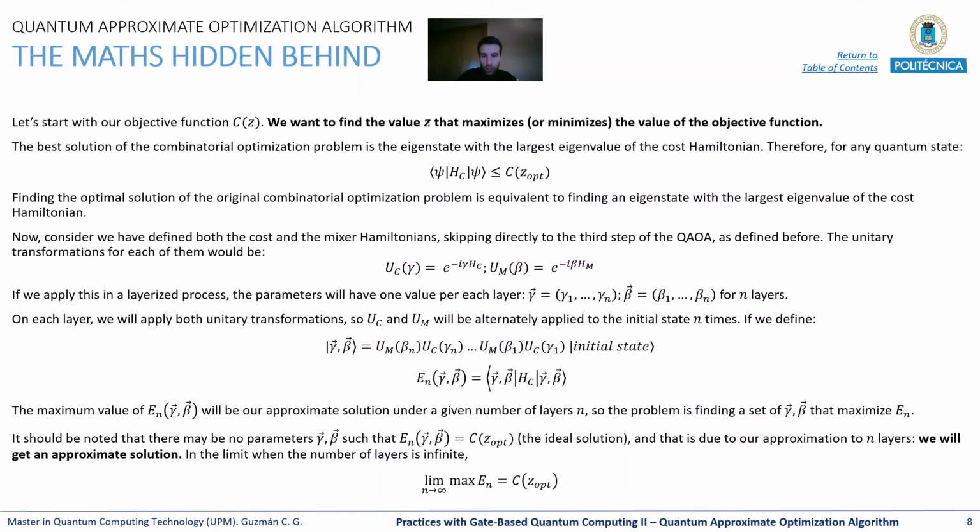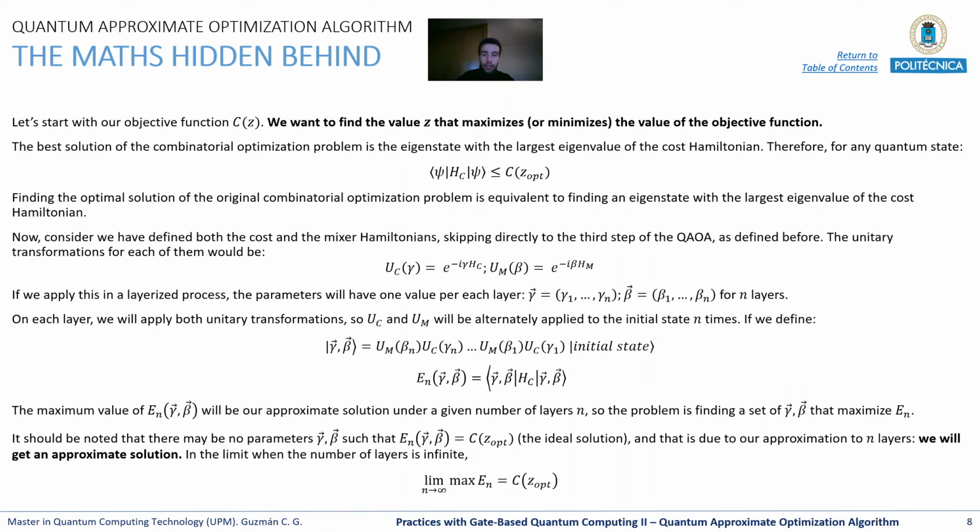Finding the optimal solution of the original combinatorial optimization problem is equivalent to finding an eigenstate with the largest eigenvalue. We have already said that. Now what we want to find is, okay, we have that definition. Let's jump to the definition of the unitary transformations.